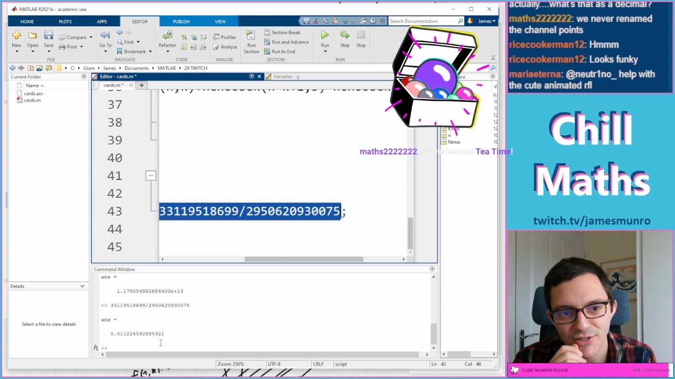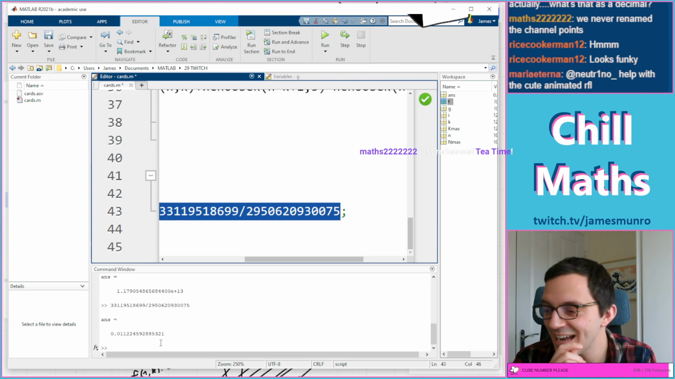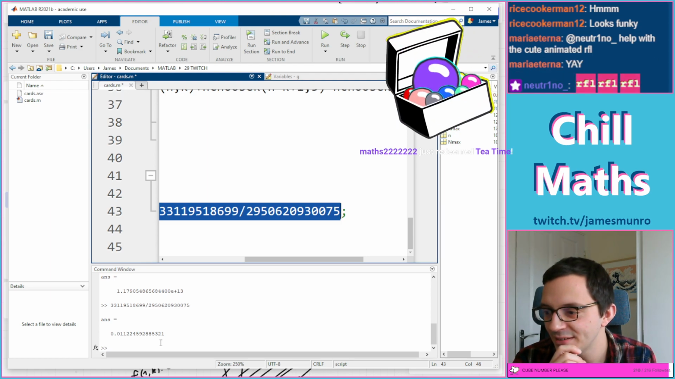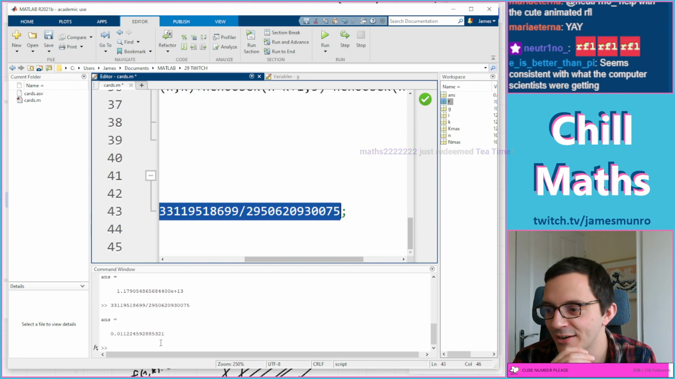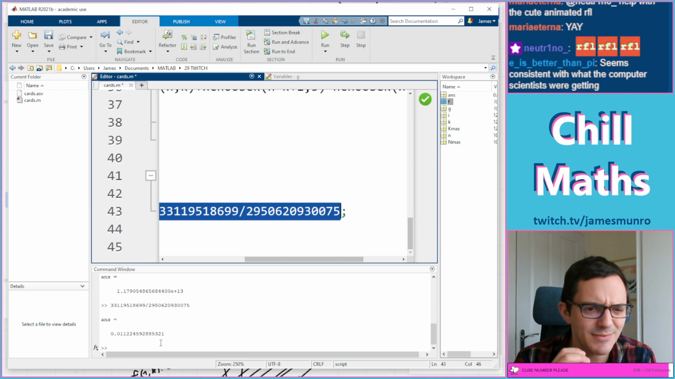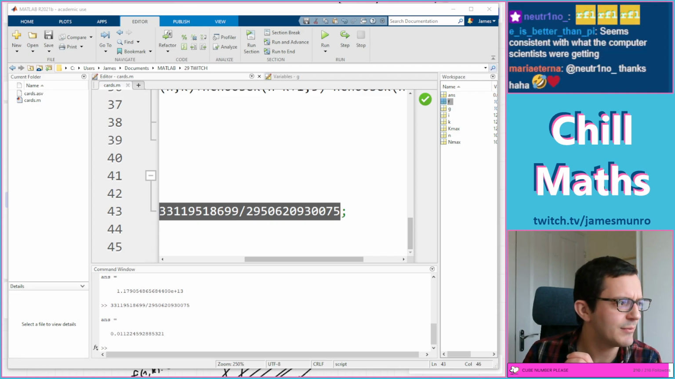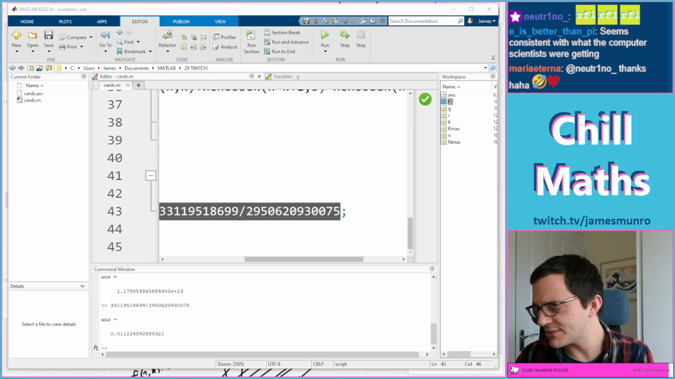And now it's time for a cup of tea. There is an animated RFL emote. How do we do that? There's a stream tier reward. I can't remember what anything is called on Twitch. I'm going to make a cup of tea. We never renamed the channel points. Maybe we should think about what that means.